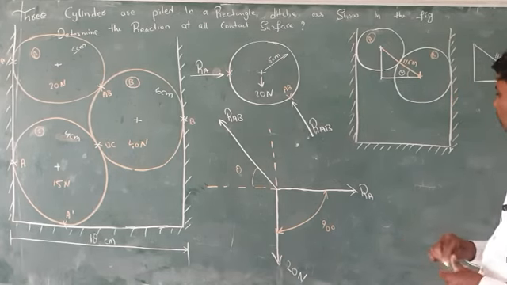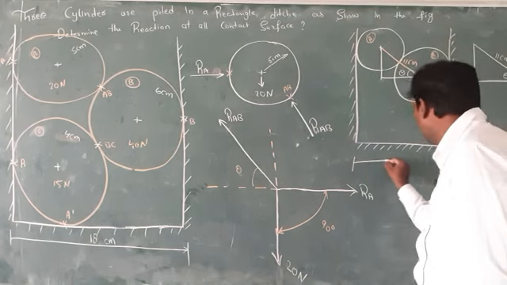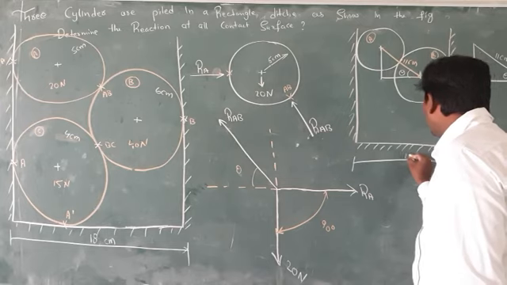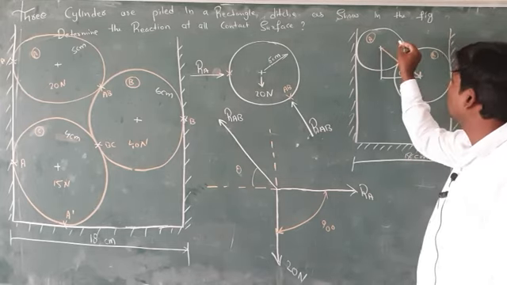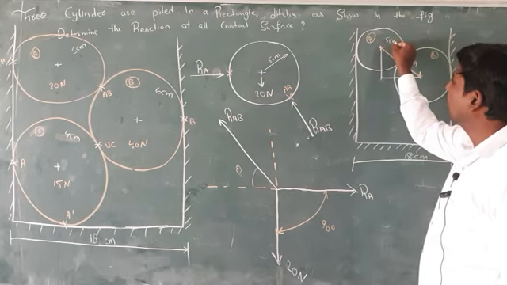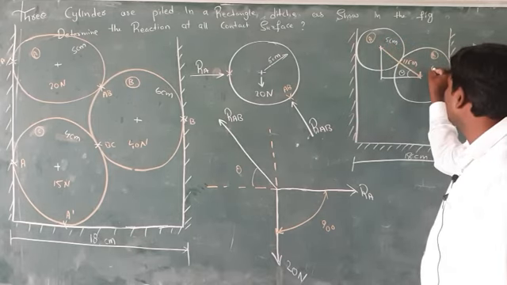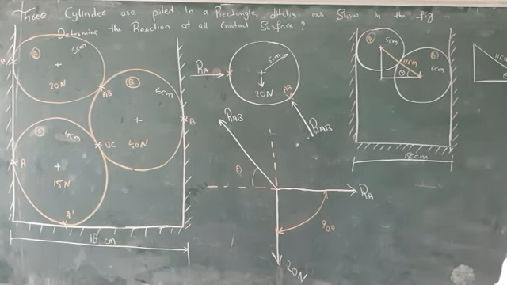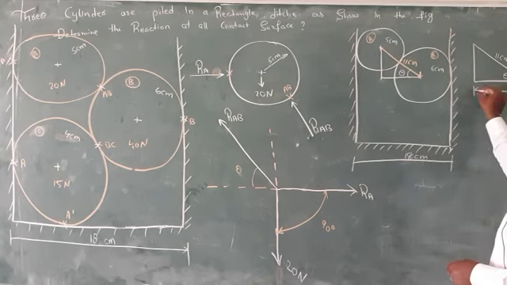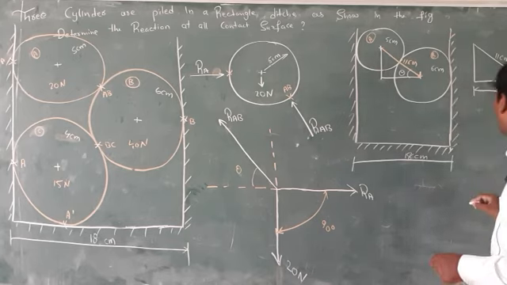Now what I have to do? I know this one from here to here is 18 centimeter. And the radius of the first one is 5 centimeter, and the radius of the second is 6 centimeter. So what you have to do is subtract. If you want to find this side from here to here, how much is there?